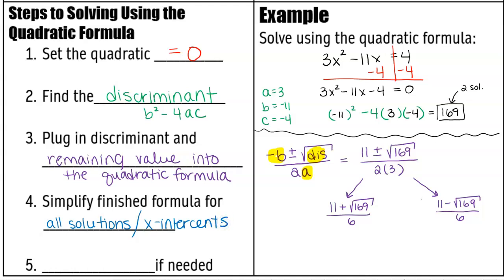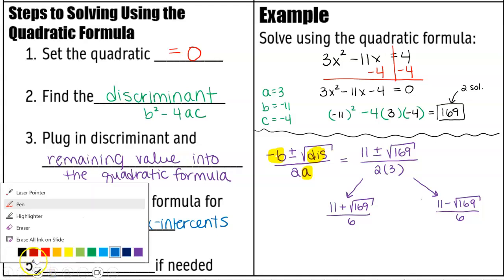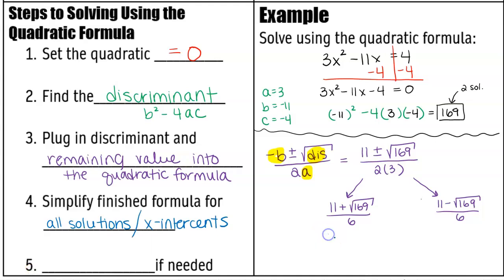All right, now the square root of 169, if you are not sure, you could type it into your calculator, but I happen to know that the square root of 169 is 13. So now I have 11 plus 13 divided by 6 and 11 minus 13 divided by 6. I'm going to continue working this and simplifying it. So I get 24 divided by 6, which is 4.